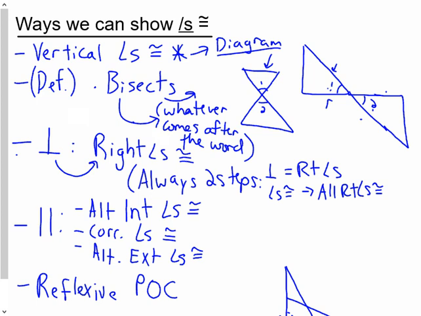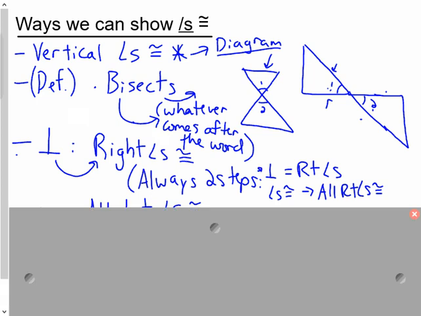But note, perpendicular is always 2 steps. The first step here is perpendicular means right angles. And the second step is those angles are congruent for the reason of all right angles are congruent.